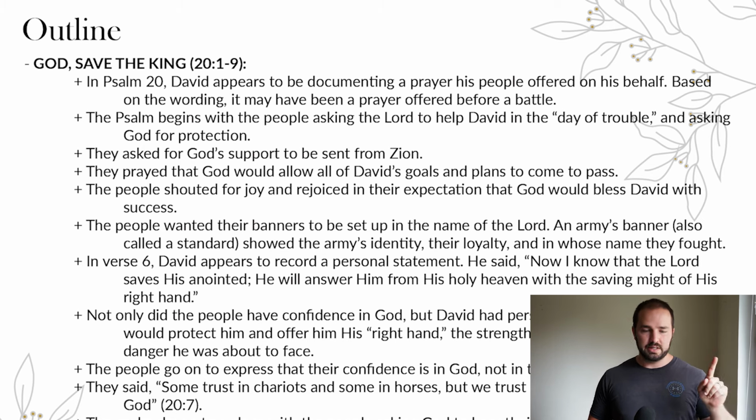So once again, in Psalm 20, David appears to be documenting a prayer that his people offered for him on his behalf. Based on the wording, it may have been a prayer that they prayed and offered before a battle or before a particular time of trouble. The psalm begins with the people asking the Lord to help David in his, quote, day of trouble and asking for God's protection. They ask God to send his support from Zion or send it from Jerusalem. They prayed that God would allow David to accomplish all of his goals and all of his plans.